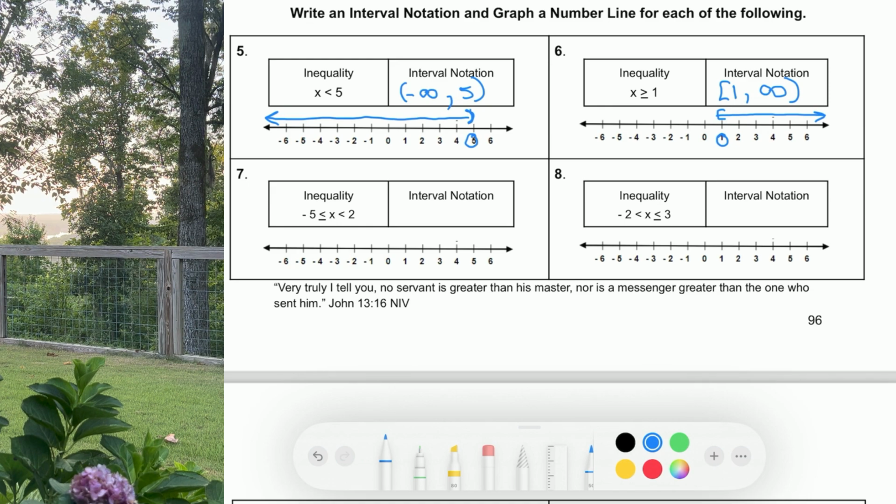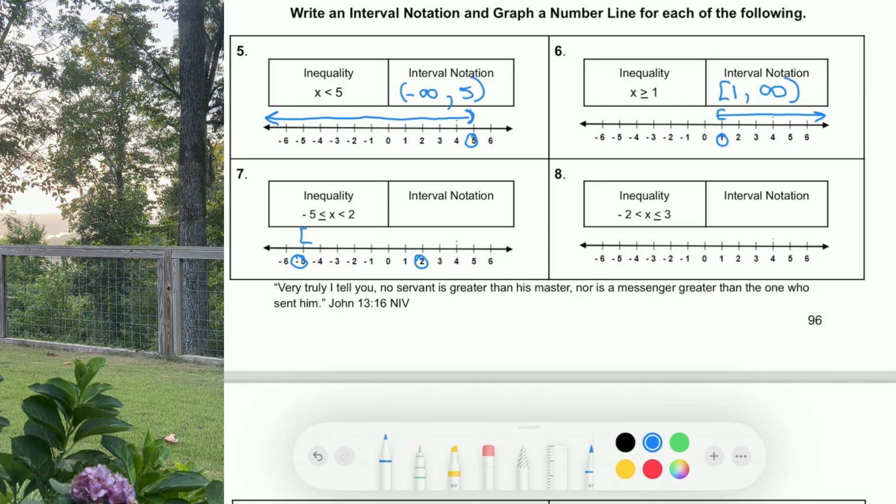Number 7. This is like the ones we did earlier where we have 2 endpoints. We're not going to have an infinity. So I have one endpoint of -5 and one endpoint of 2. The -5 is less than or equal to x. So I'm going to have a bracket. And then 3, or not 3, let me erase that. It should be 2.